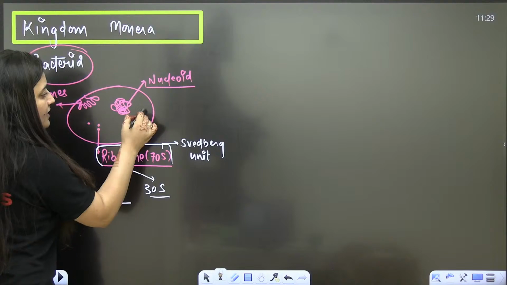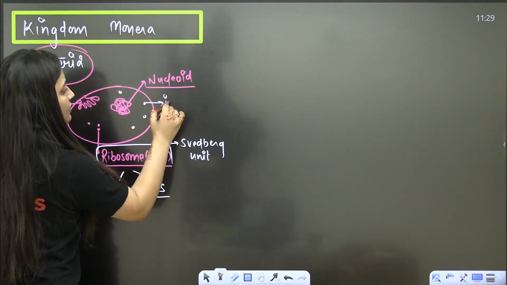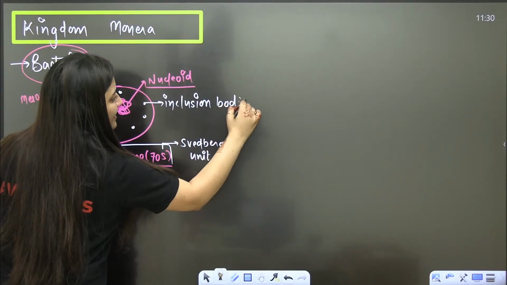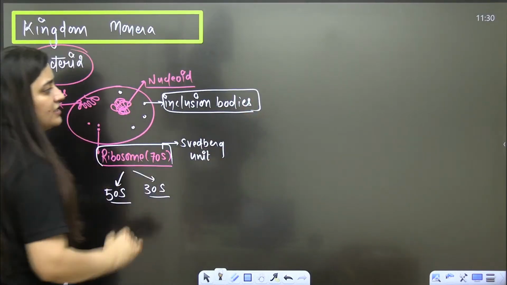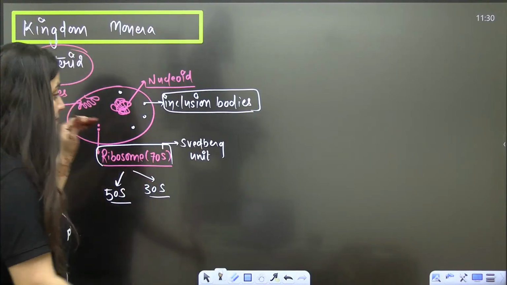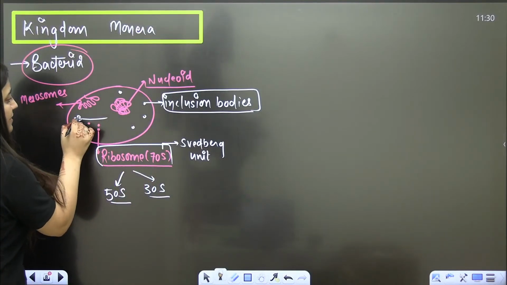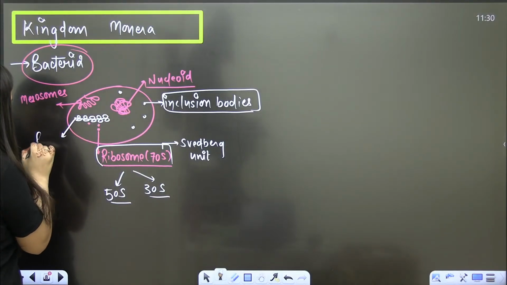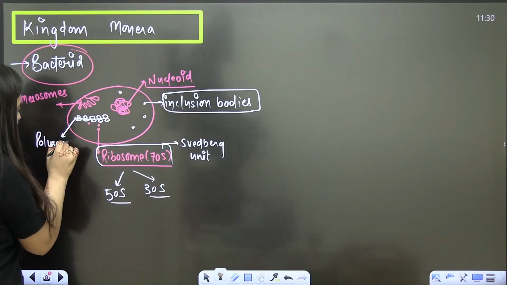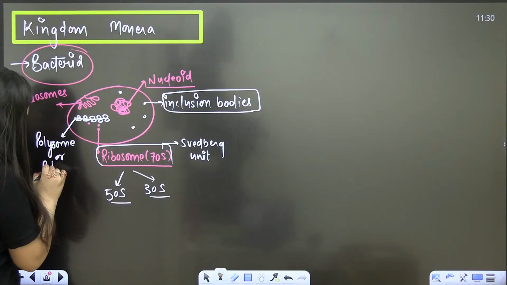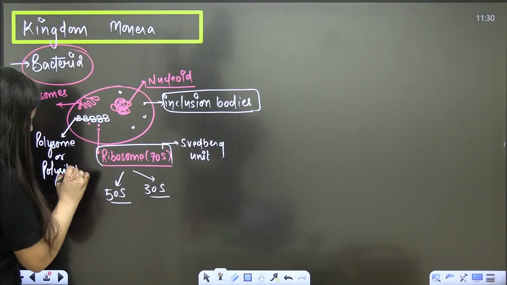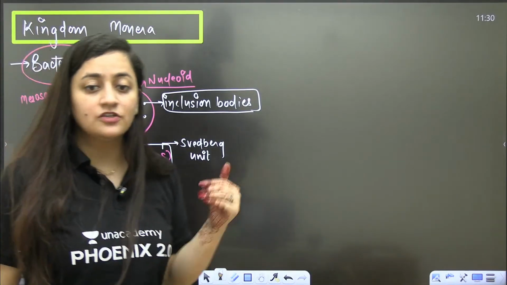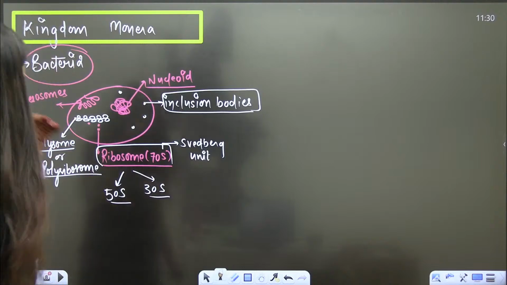So there are some storage granules also, like inclusion bodies. Remember, inclusion bodies. These are the storage granules. They are going to store the food. Other than that, in a bacterial cell, many ribosomes are attached to one mRNA, and we will call it a polysome or polyribosome. So that is also something we discussed in the last class.